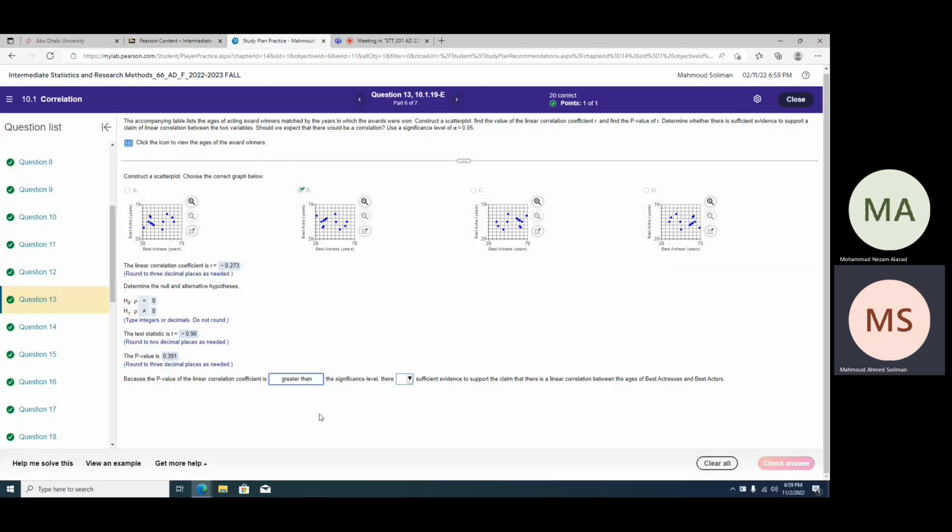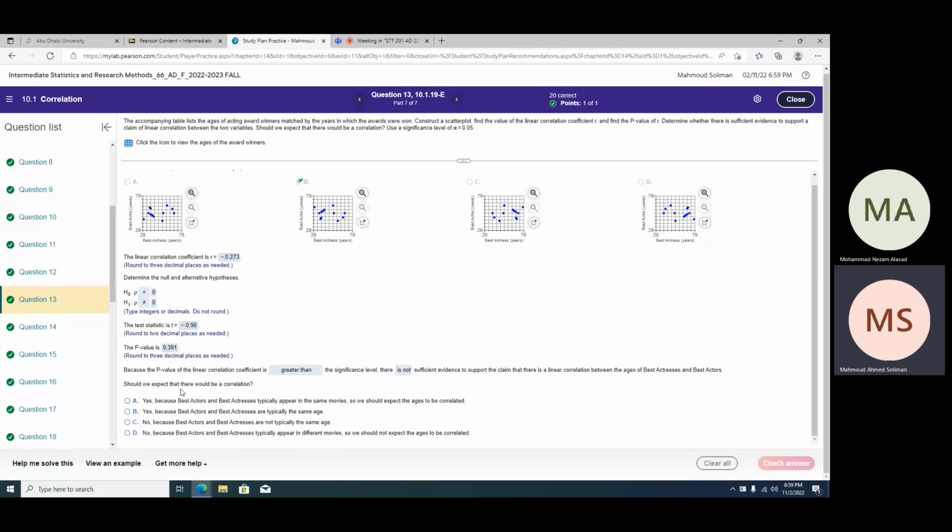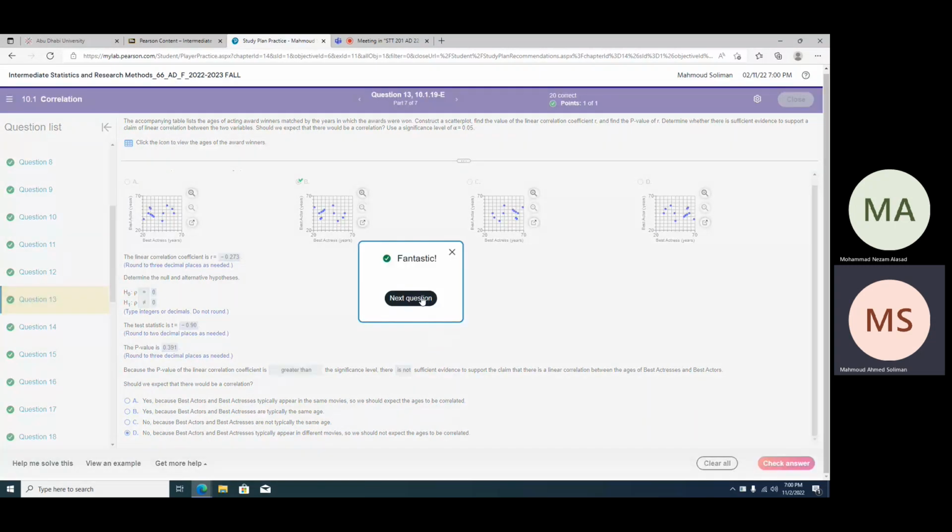So it's greater than, so there is not. Should we expect that there will be correlation? No, because look, actors and actresses appear in different movies, so we should not expect the ages to be correlated. Imagine there are movies for older people, movies for kids. In movies for kids you're going to find young people. Movies for adults, older people, it's different. It's logical.